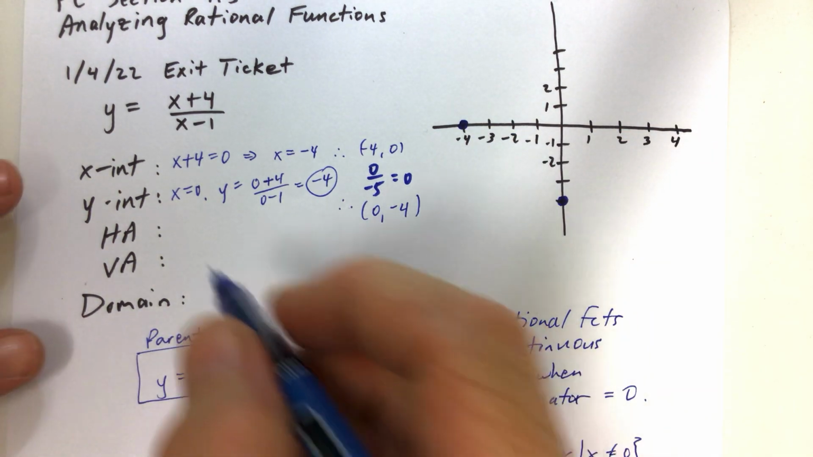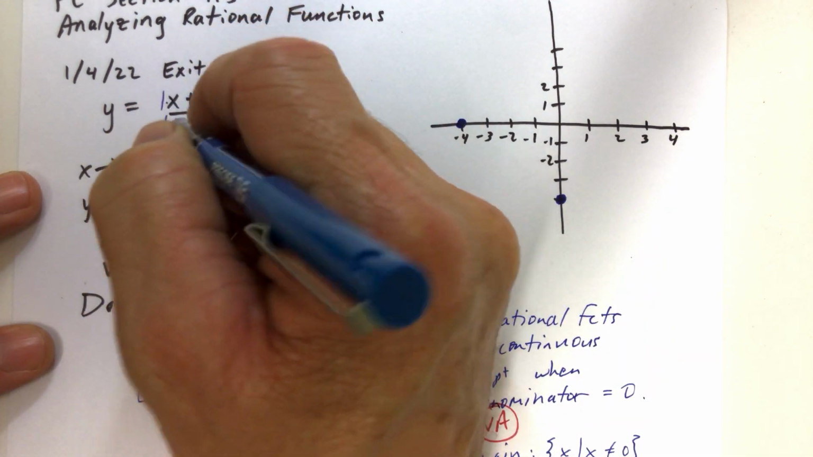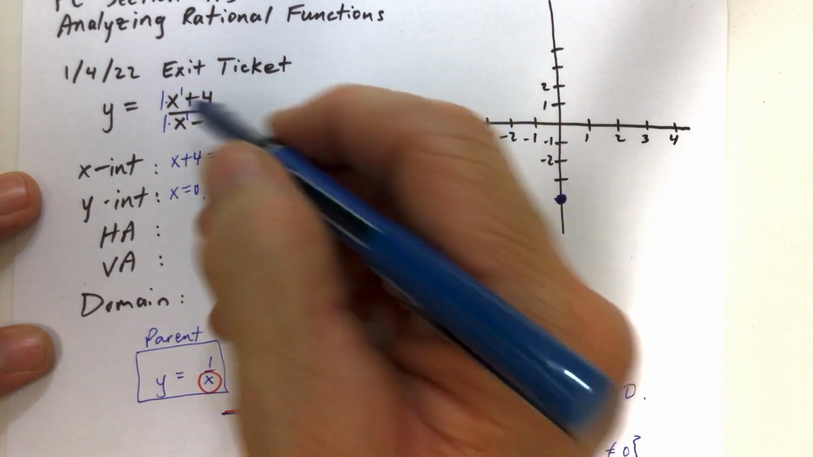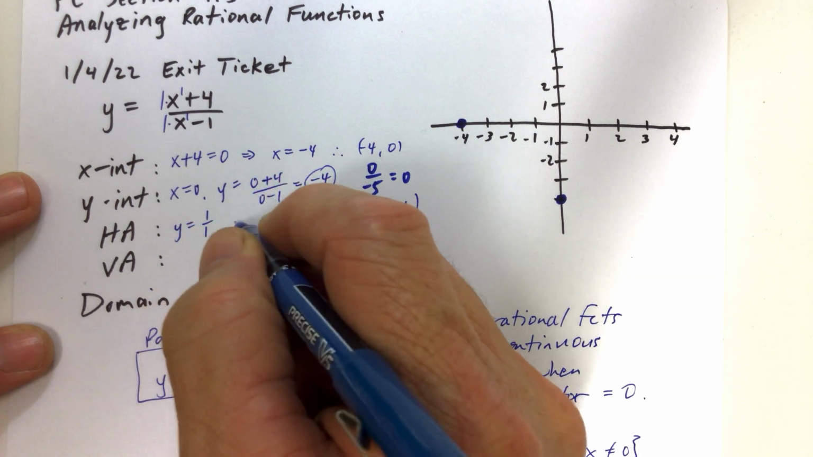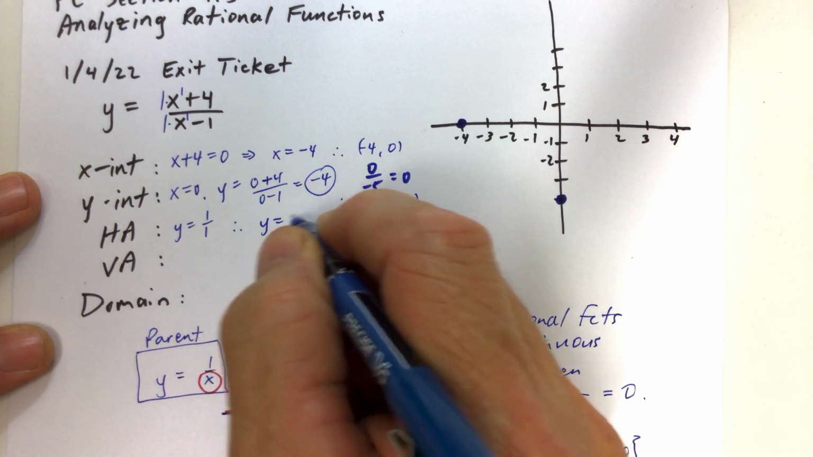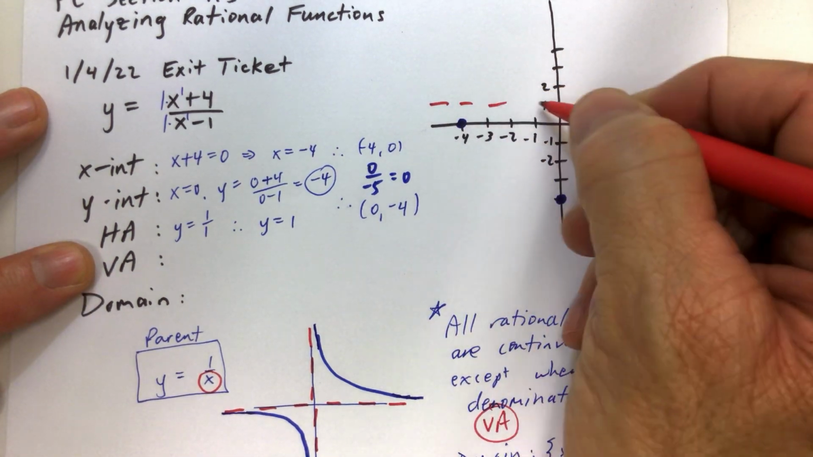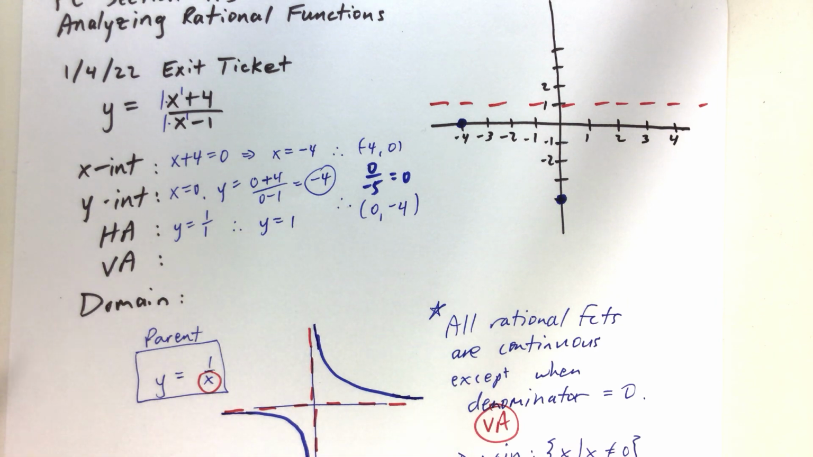Our horizontal asymptote, you may have already noticed this, but the numerator and denominator have the same degree. The degree is 1. The leading coefficients are 1 over 1. So y equals the coefficients. So therefore, y equals 1 is our horizontal asymptote. So we want to plot our intercepts, and then we want to plot our asymptotes. That's y equals 1. Vertical asymptote, where do we find that?